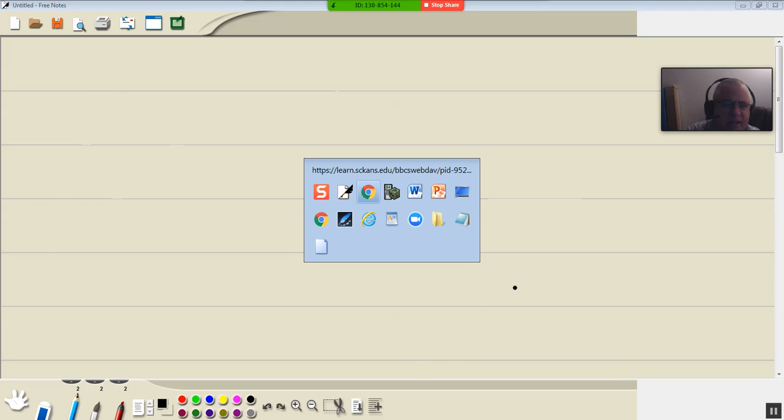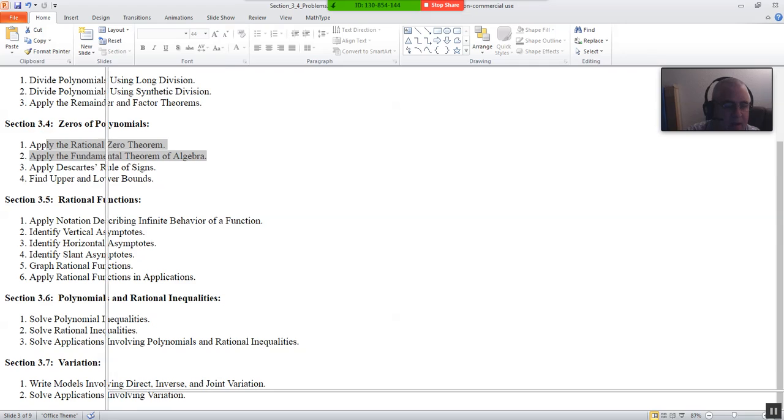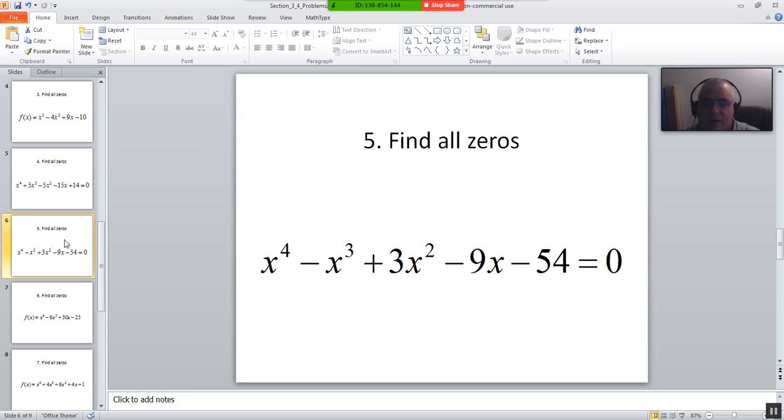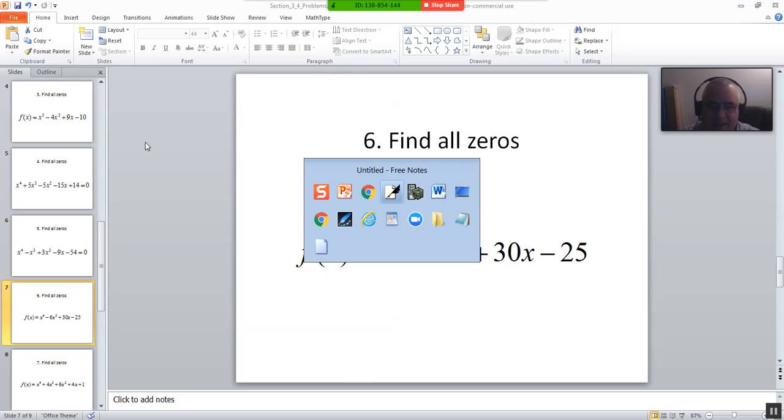And this next topic, there's apply the rational zero theorem, fundamental theorem of algebra. We'll do one of these by hand, and then I'll focus on using the calculator for it. And let me choose an appropriate one by hand. I'm trying to think of one that won't take me forever to do. They're not necessarily that easy by hand. Okay, let's take a look at this one.